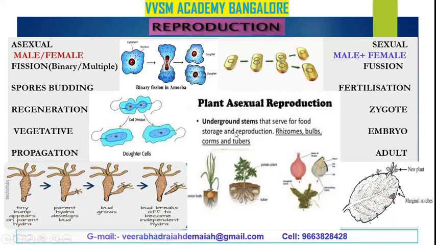Plant asexual reproduction: stems that serve as food storage, conducting rhizomes, bulbs, corms and tubers, onion, garlic, potato, etc. So these are the very important things in asexual reproduction.